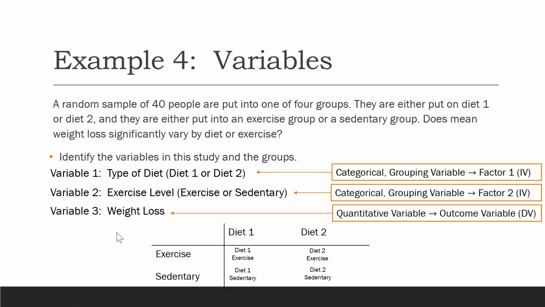And we're not looking at a diet one, a diet two separately from exercise or sedentary. We're looking at the combinations because we need to see if there's some moderation potentially going on, meaning your level of weight loss depends not only on just diet or just exercise, but maybe a combination of diet and exercise. That's the goal here.